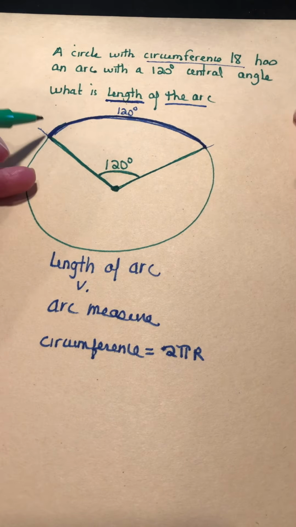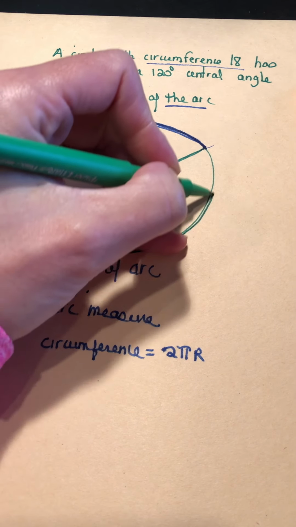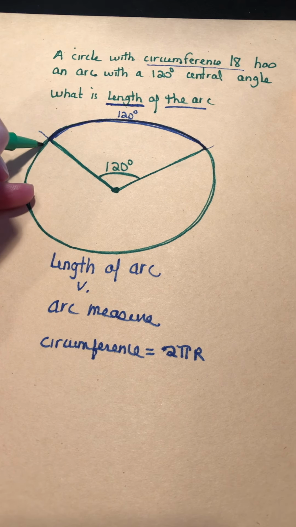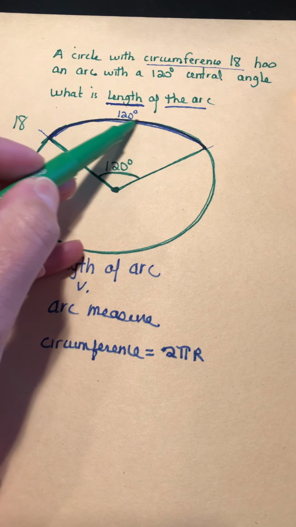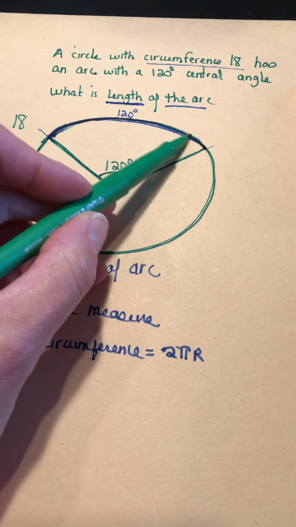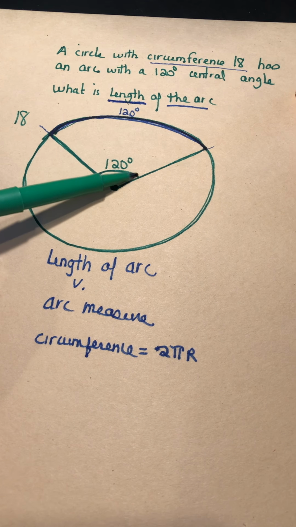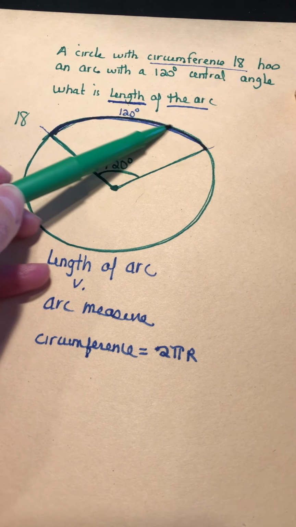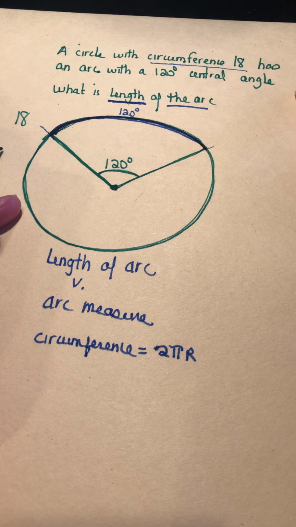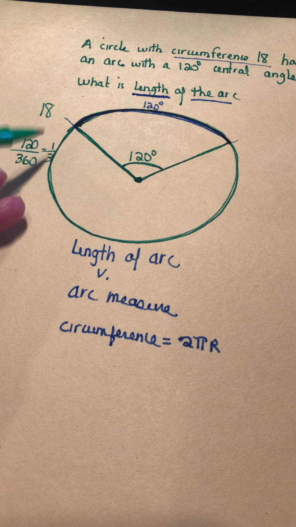So if I travel from here all the way around to the starting point, that whole thing is 18. But what I want to do is just travel from here to here. So I have to think about what fraction of the circumference did I travel? Well, if I understand that a circle is 360 degrees, going from here to here, I'm only really going 120 out of the possible 360 degrees that I could travel, right? So I'm only really going 1/3 of the way.